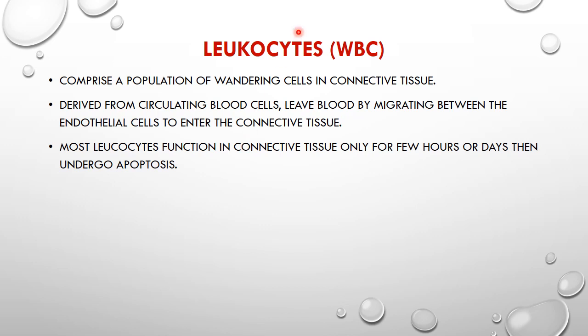Now, the leukocytes or the WBCs, which are the wandering or migrating cells of the connective tissue, are derived from the circulating blood cells. They leave the blood by migrating between the endothelial cells to enter the connective tissue. So most leukocytes function in connective tissue only for a few hours or days, then undergo apoptosis. So we have discussed what apoptosis is. Apoptosis is a programmed cell death which is carried out by the cytochrome C enzyme of the mitochondria.